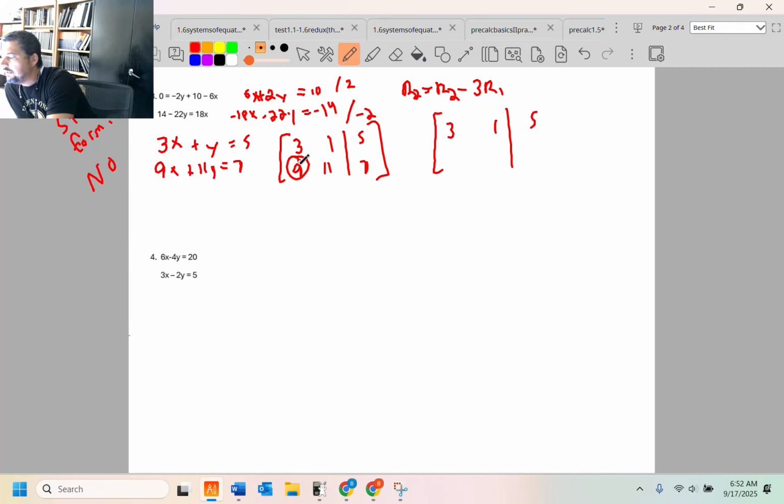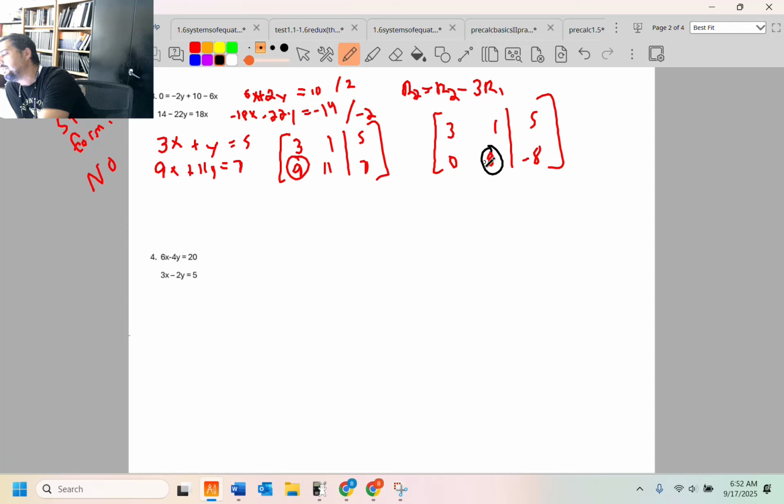Let's see here. 9 minus 3 3s is 0. 11 minus 3 1s is 8. 7 minus 3 5s, that's 7 minus 15, that's negative 8. I had a hunch this was going to happen, which is why I did it. Now, like I said, normally I go after this position right here, but I didn't see an easy way to turn that into a 1 other than dividing by 3. So I went after this position, and things worked out.